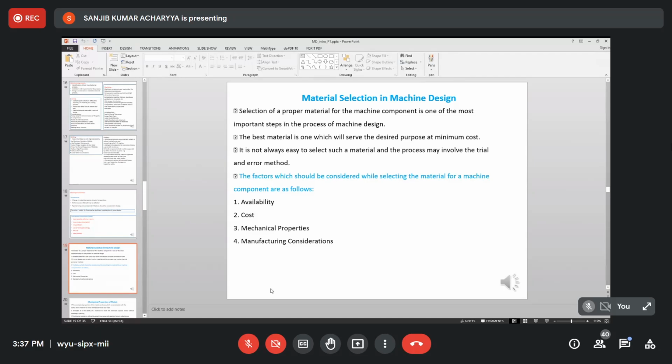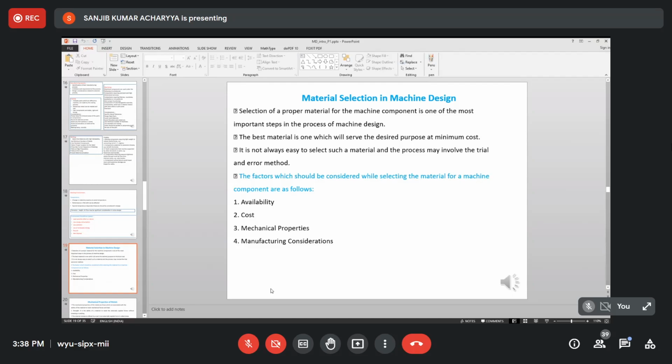Mechanical properties. What are the relevant mechanical properties of the particular material? Depending on that, the designer will select it or reject it. If you find that your application is under fatigue loading, periodic loading, then you have to find a material for which fatigue strength is high. So the mechanical property of the material plays an important role in whether it will be selected or not for a particular product. And also manufacturing consideration.